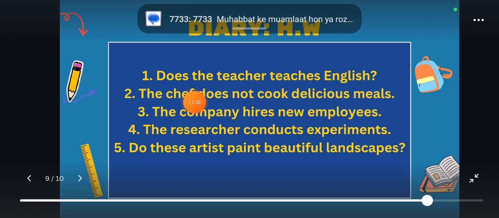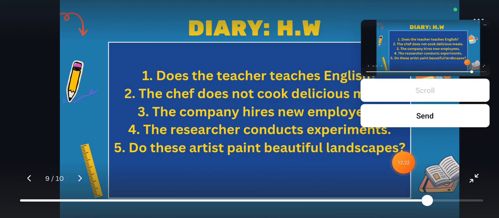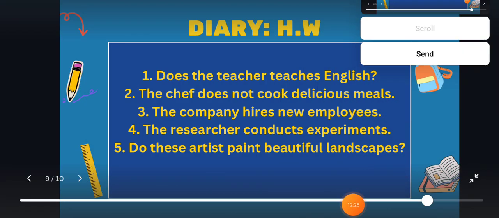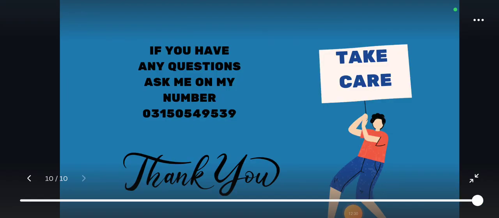Second sentence, the chef does not cook delicious meals. Third sentence, the company hires new employees. And then, the researcher conducts experiments. Do these artists paint beautiful landscapes? So this is the homework as well, and I will give you this homework for the school diary. So you have to convert them into passive voice, and if you have any difficulty you can ask me.